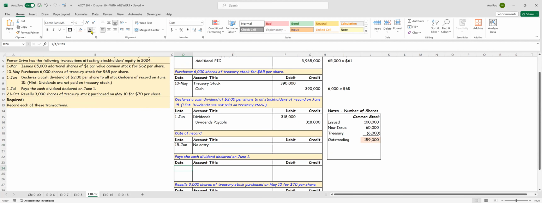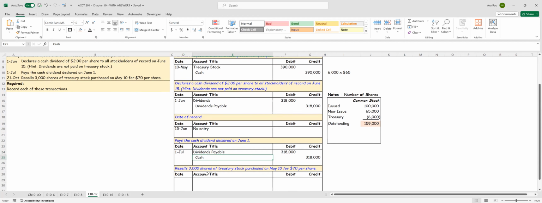On July 1st, I pay the dividends. This liability that I have is no longer in my books. I debit the liability and I credit cash because I'm paying the dividends today. So the liability is taken off my books. My shareholders got their $2 per share.